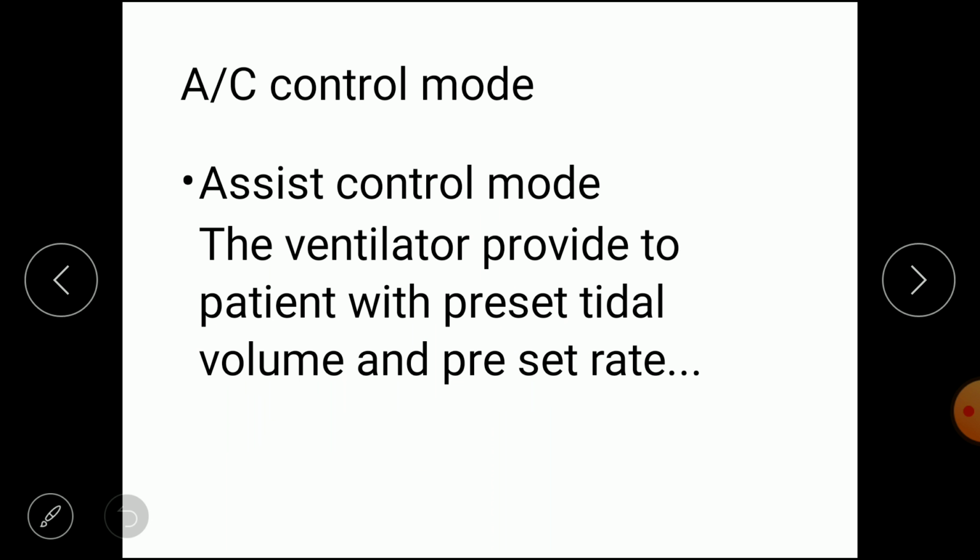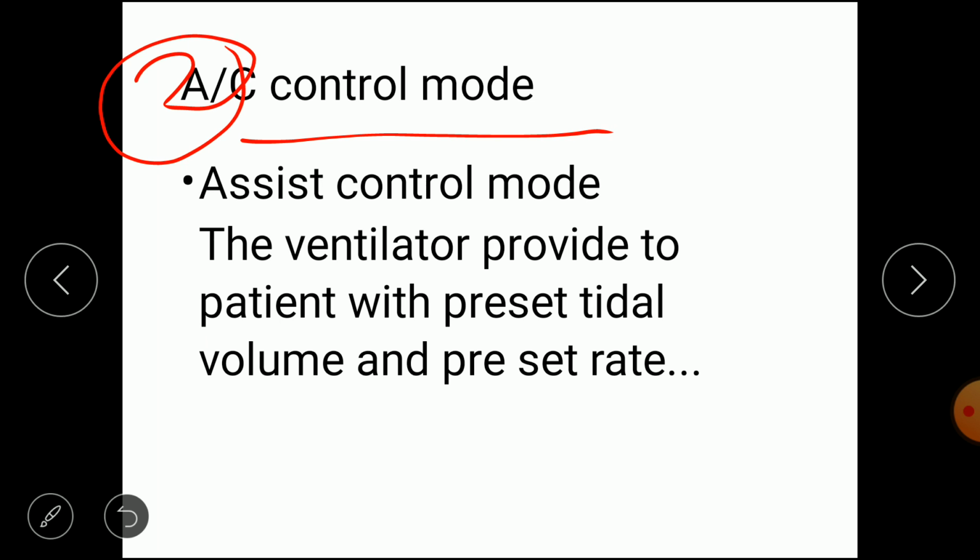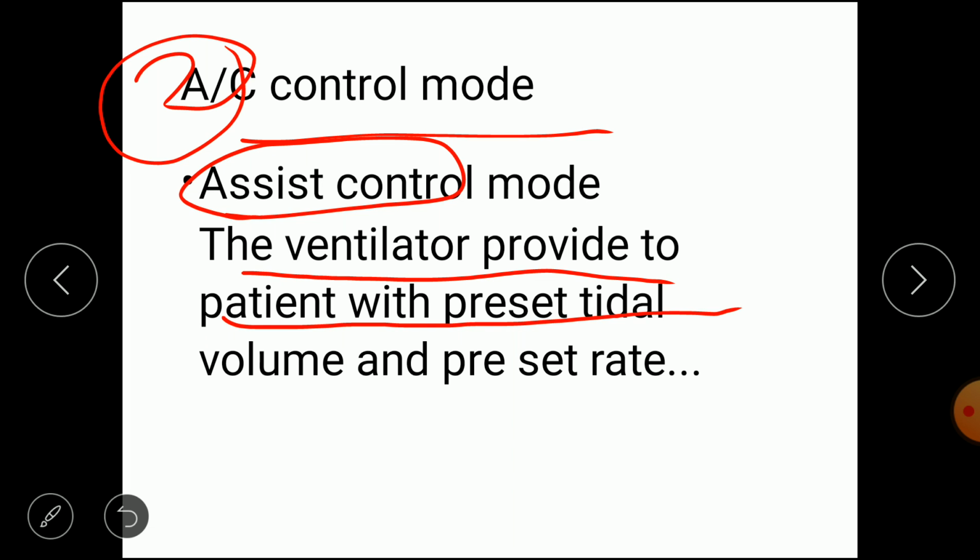Next mode we talk about is AC mode, the assist control mode. It is the same as CMV mode, but the difference is that the patient can initiate a breath. The patient just initiates a breath, and then the machine delivers the preset tidal volume at the preset rate to the patient. Assist control means it assists the patient. In assist control mode, the ventilator provides the patient with preset tidal volume and preset rate.